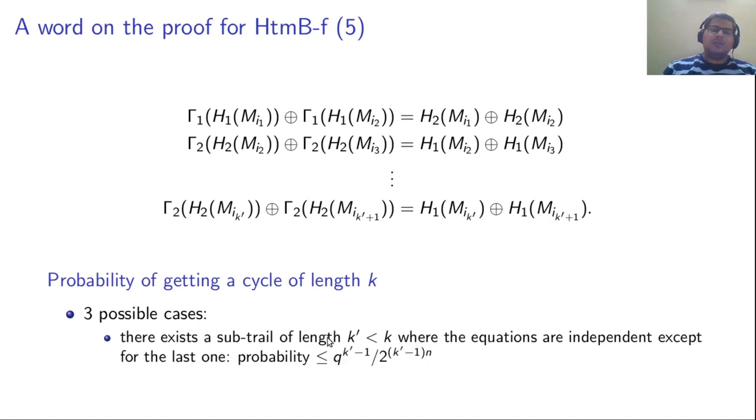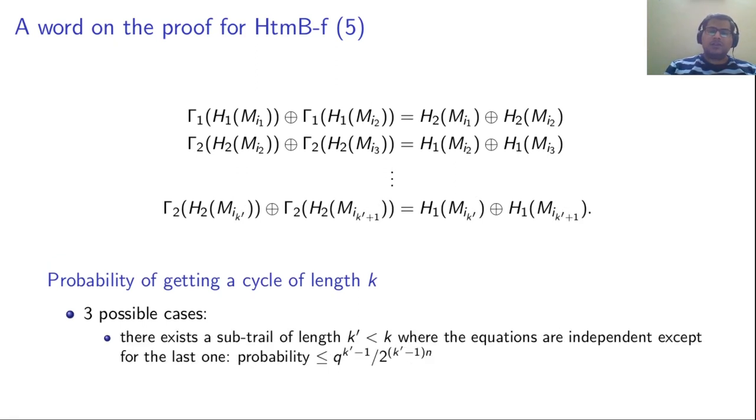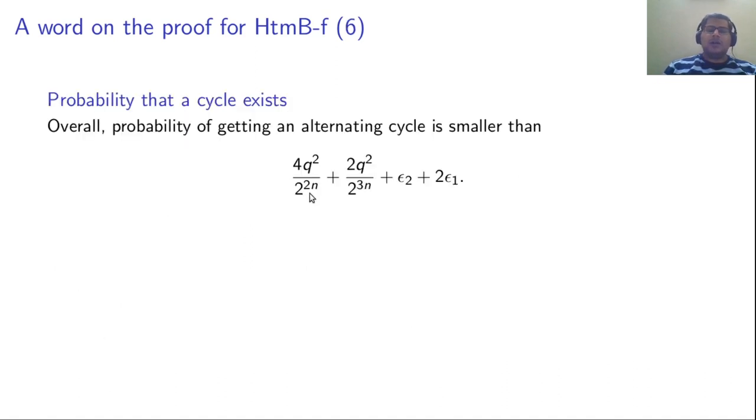The third case is a generalization of the second case, where this last dependent equation can occur earlier than the last equation of the cycle. So there exists a subtrail of length k prime less than k, where the equations are independent except for the last one. Again, the analysis is similar to the second case, and the probability is bounded by q to the k prime minus 1 by 2 to the k prime minus 1 into n. When you combine all these things, you get a bound of the order of q square by 2 to the 2n, with appropriate bounds for epsilon 2 and epsilon 1.